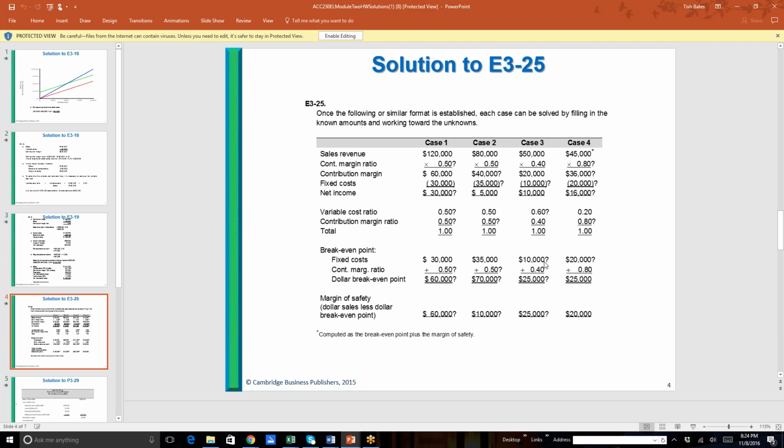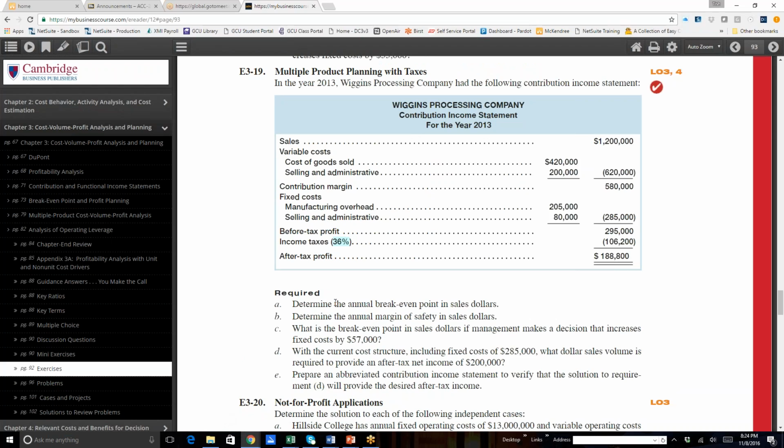So this is one of those problems that if you're not getting parts of it, then the whole thing's going to be wrong. So each case had to be calculated, and you had to work your way back into it. So let's take a look at the problem of E325.